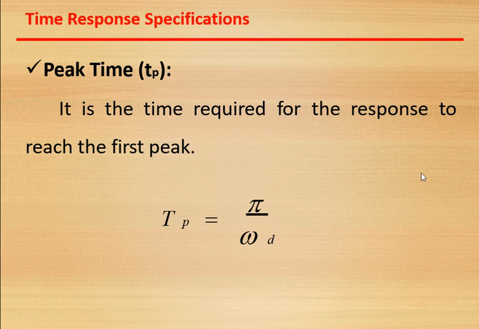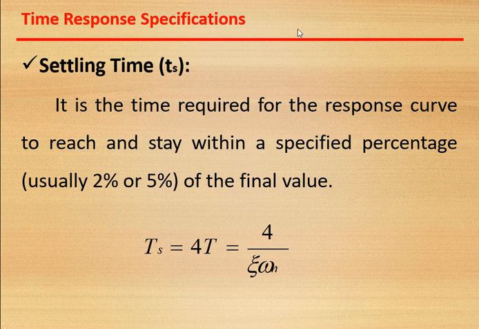Now if you see the settling time, that is TS, it is the time required for the response curve to reach and stay within a specified percentage, usually 2% or 5% of the final value. Let me read this again. It is the time required for the time response curve to reach and stay within a specified percent, usually 2% or 5% of the final value. Now this settling time is the total time after which your steady state response will start.